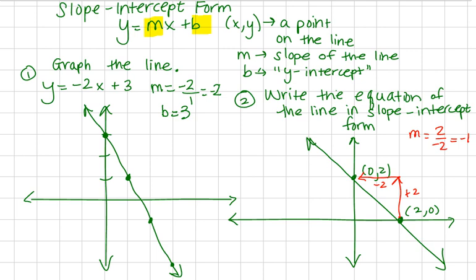And where does my line cross the y-axis? At 2. Okay, so my b is 2. So my equation in slope-intercept form would be y equal to negative 1x plus 2.